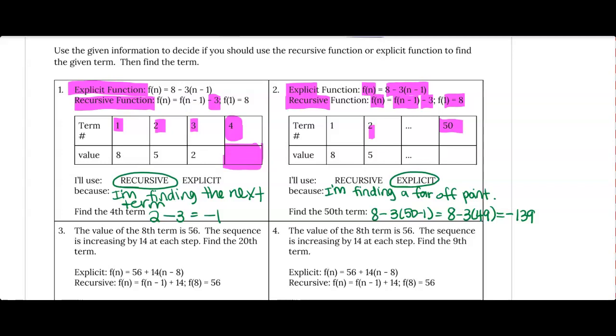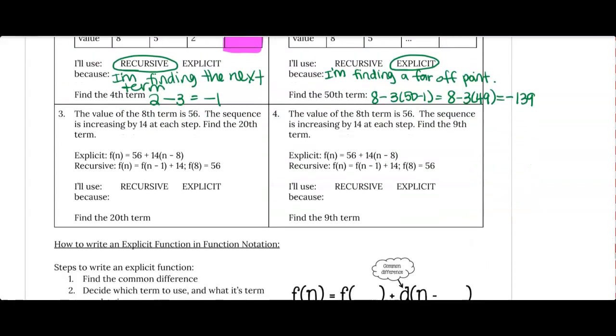Could you, in number 1, use the explicit function to find the 4th term? Yes, but it's going to take a little more math. So that's why we have different functions to help us with different needs. You guys try and do numbers 3 and 4 and then come back to check your work.